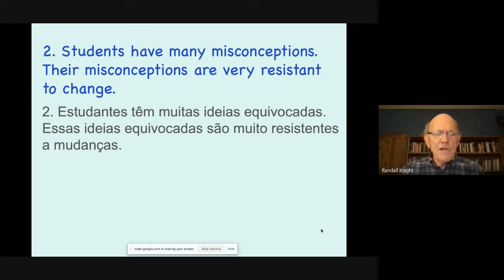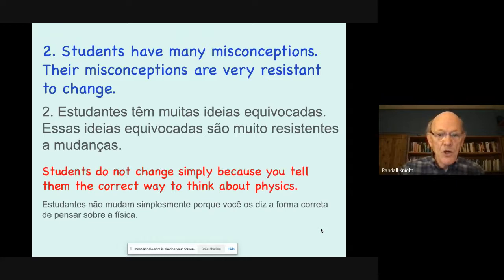And in many cases, these misconceptions are very resistant to change. I'll show you some evidence of that, but they can go a long way through taking an introductory physics class, and you may think they're learning, and they may be learning how to do numerical problem solving, pushing numbers around on a piece of paper, but their conceptions of what is going on physically may not be changing. It's particularly important to realize that students do not change how they think simply because you tell them the correct way. They'll listen to you, they'll write it down in their notes, but it doesn't change what they're actually thinking.